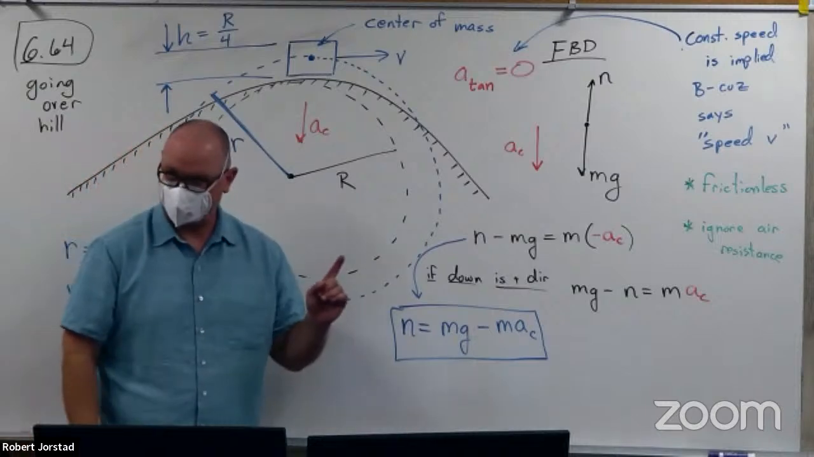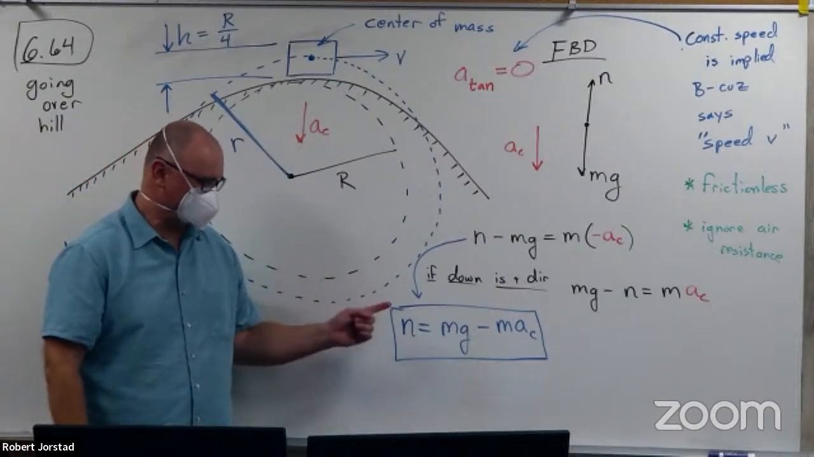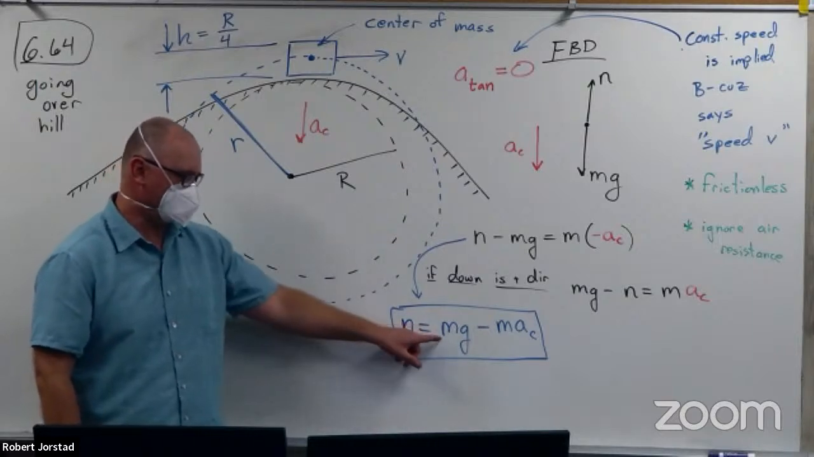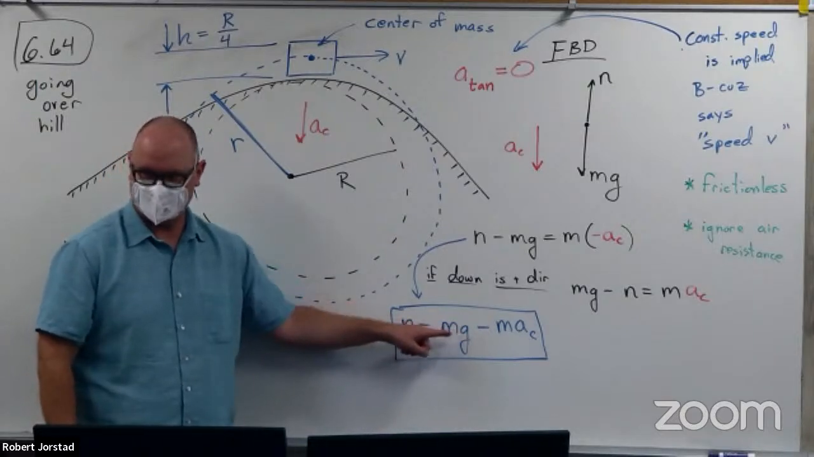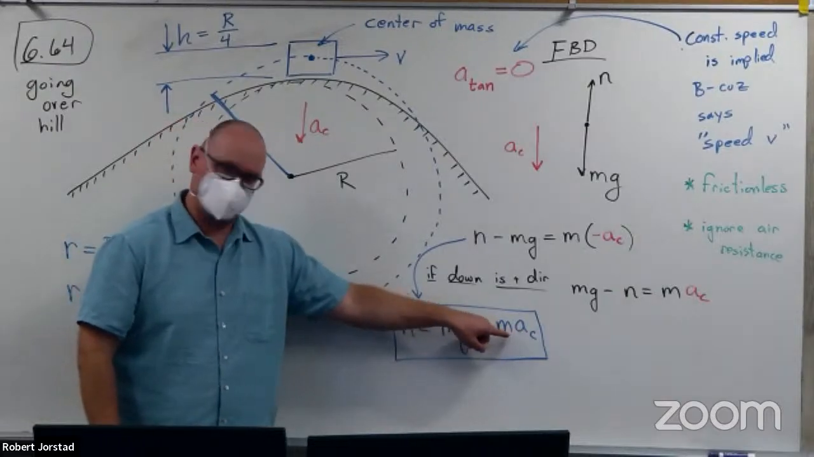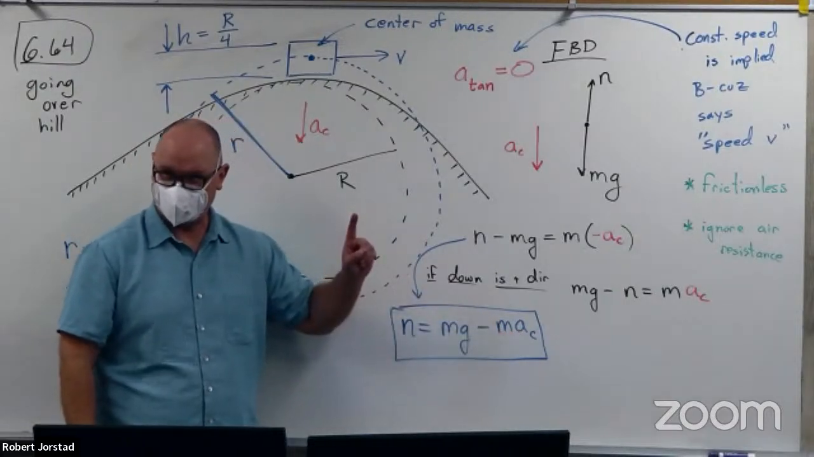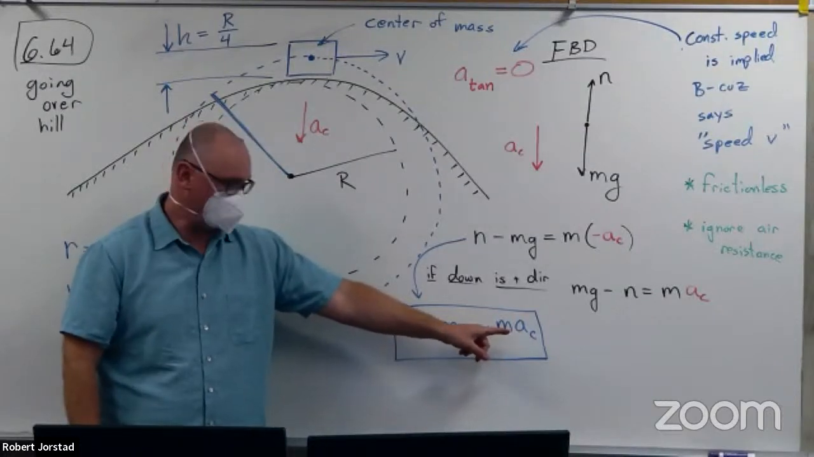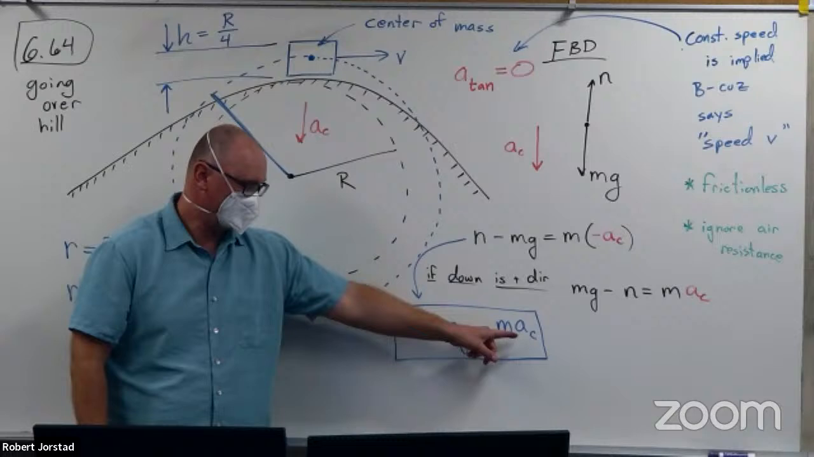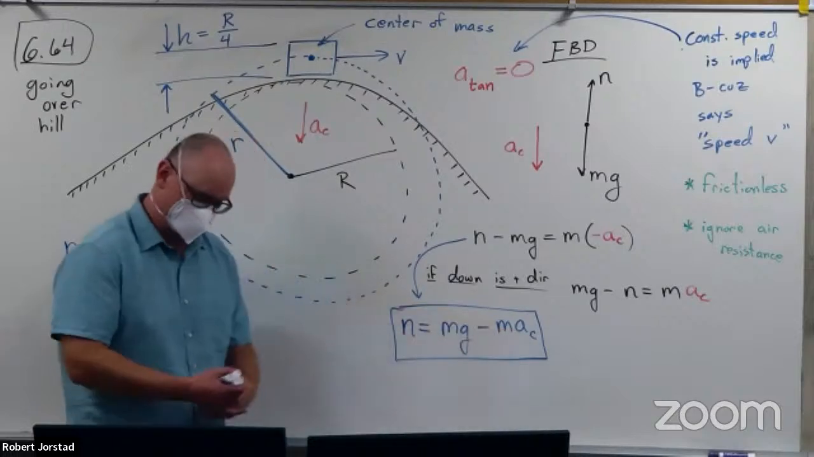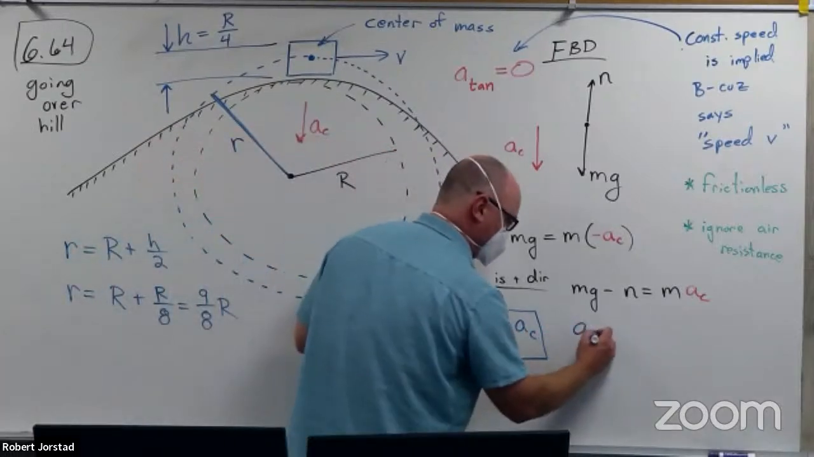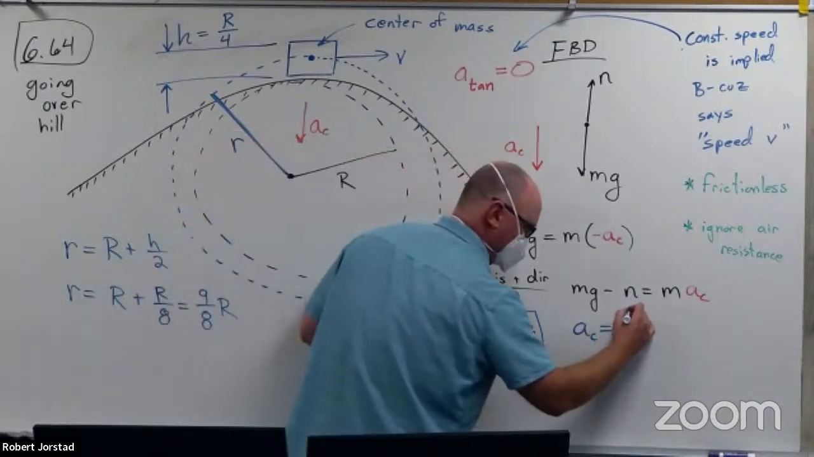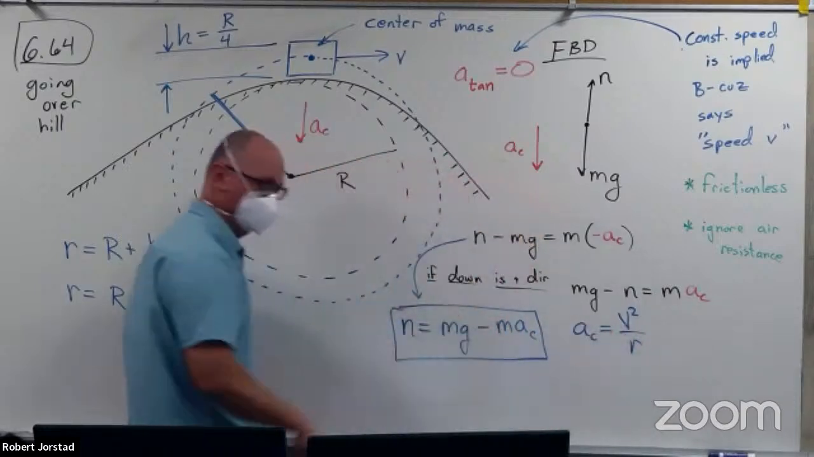Think. As you go faster and faster, what happens to the normal force? Does mg change? No. Does mac change? As you go faster, does ac get affected? What happens to ac? What's the equation for ac? Let the equation guide your reasoning. ac equals v squared divided by r. As v gets bigger, what happens to ac?